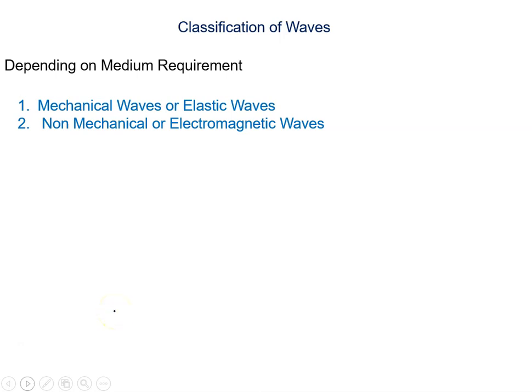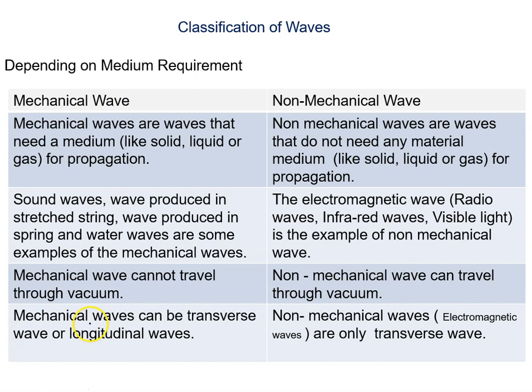So mechanical waves are the waves that need a medium. Medium means solid, liquid or gas for its propagation. And non-mechanical waves, they do not require any material medium for their propagation. Sound waves, wave produced in string, wave produced in spring, and water waves are some examples of the mechanical waves. The electromagnetic wave, that is the radio wave, infrared wave, visible light, is the example of non-mechanical wave.